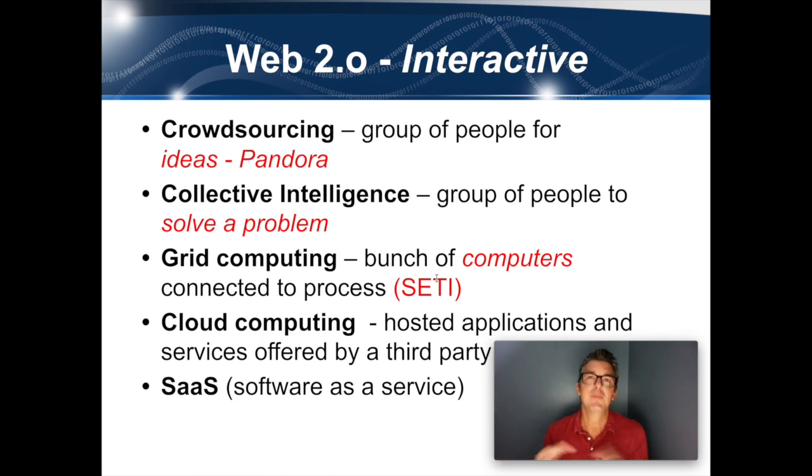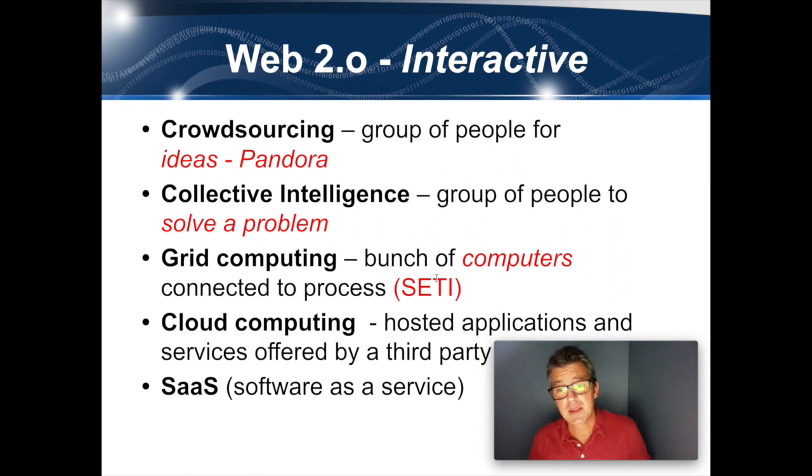That's what grid computing is. A bunch of computers connected together, all working on the same problem, but separated out. It's different than collective intelligence. That's using the human's mind through computers. Grid computing is all the computers working together on their own problem, using the processor inside the computer.